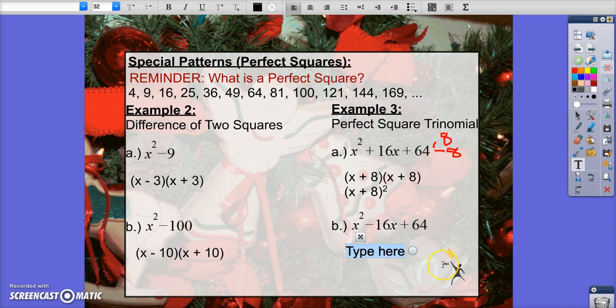For the next one here, signs are the same. They're both negative. We're going to do an 8. Same thing, the sign is now a negative, right? Is our answer.